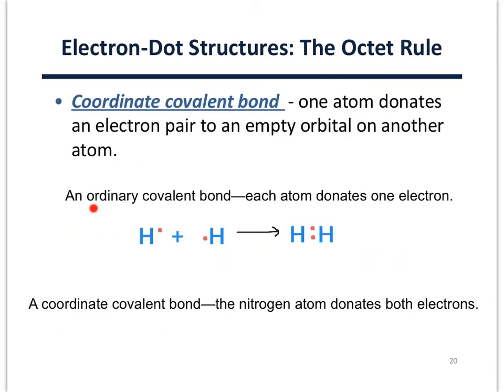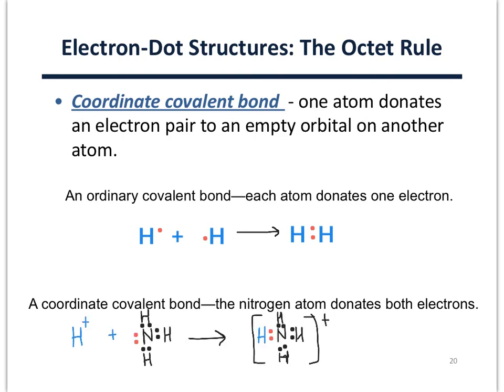Ordinary covalent bonds, as we've looked at in previous examples, form when each atom contributes 1 electron to the shared pair. Here hydrogen has 1 unpaired electron, here's another hydrogen with an unpaired electron, and the resulting covalent bond is formed when each contributes to the same orbital. In a coordinate covalent bond, 1 atom contributes both electrons to the bond.